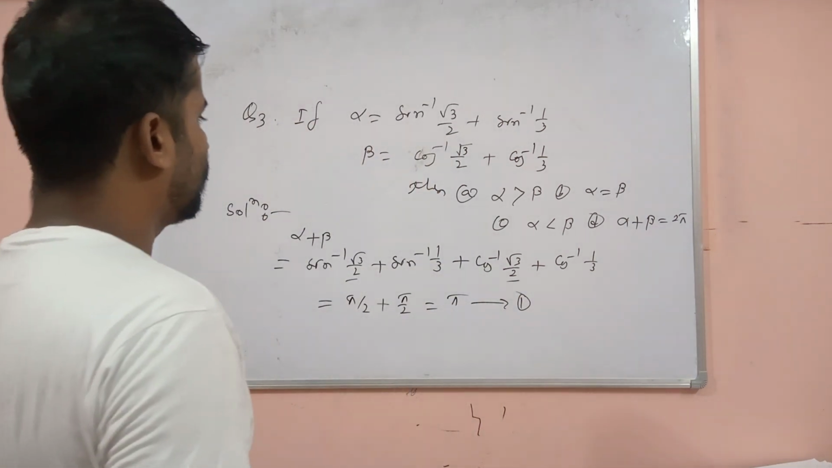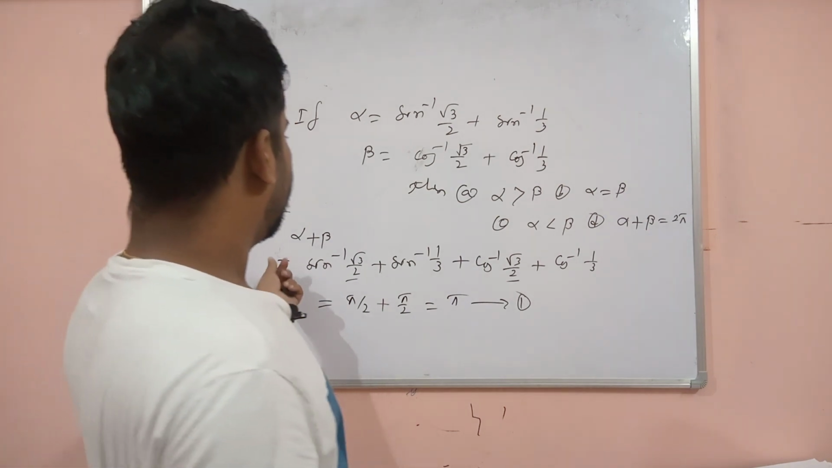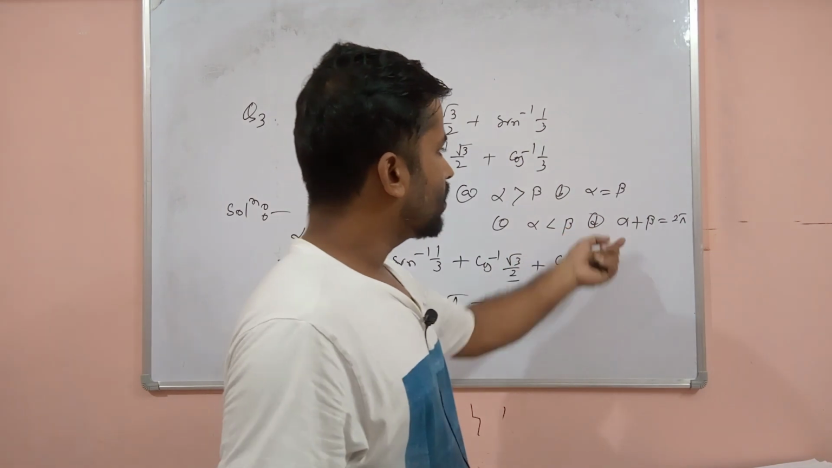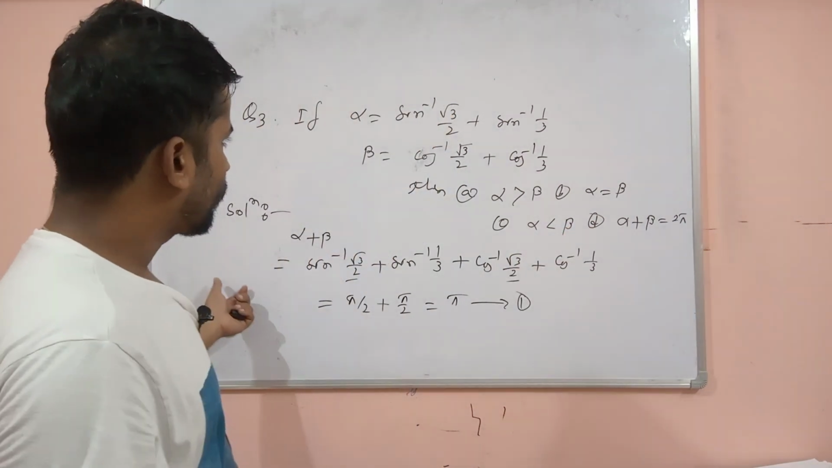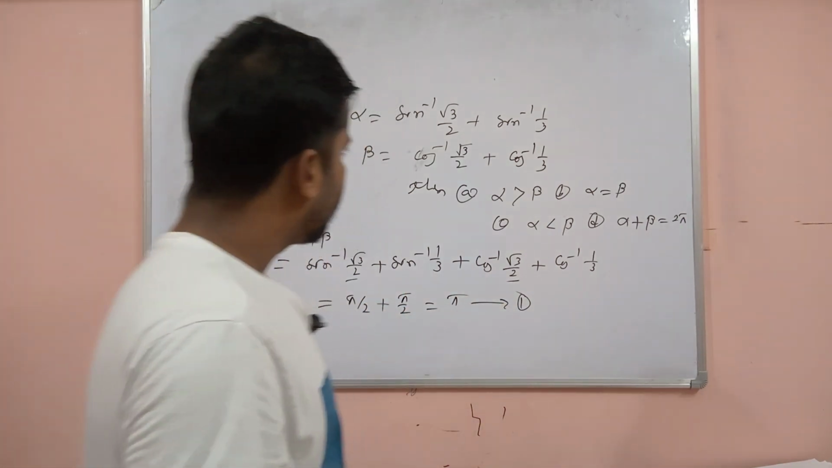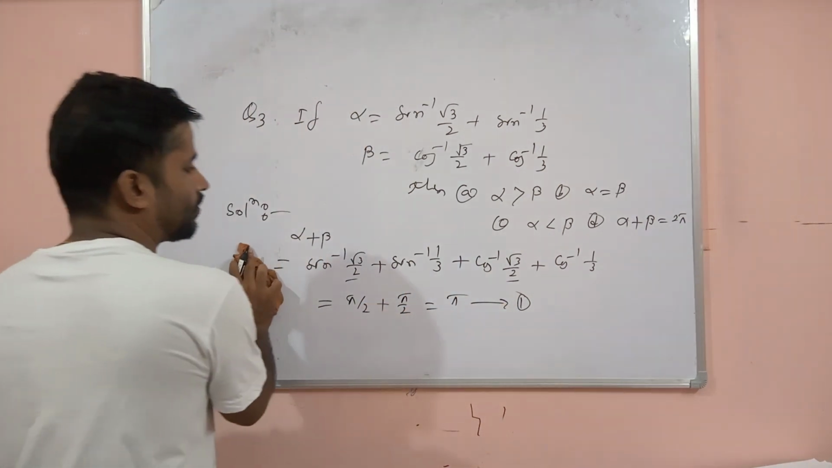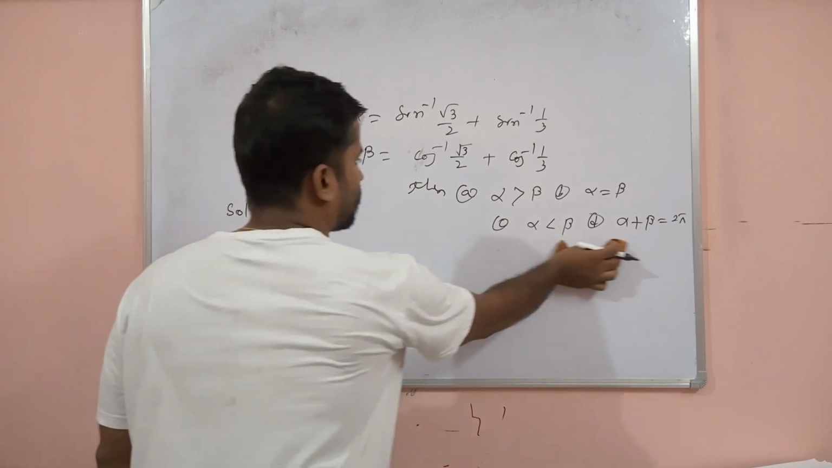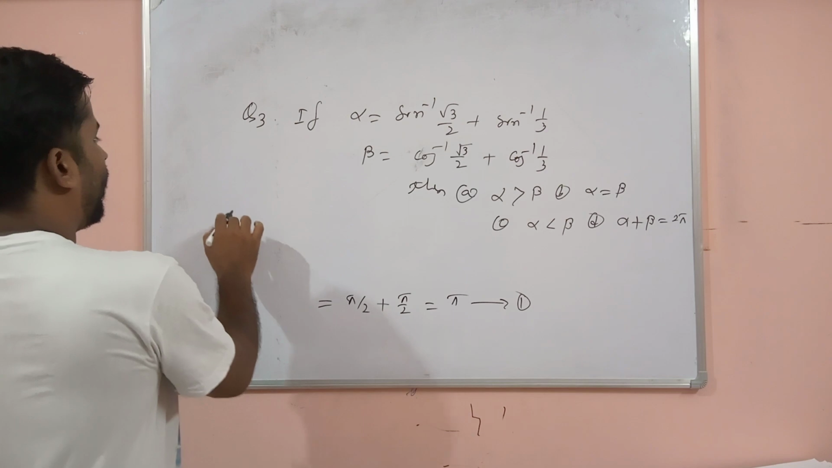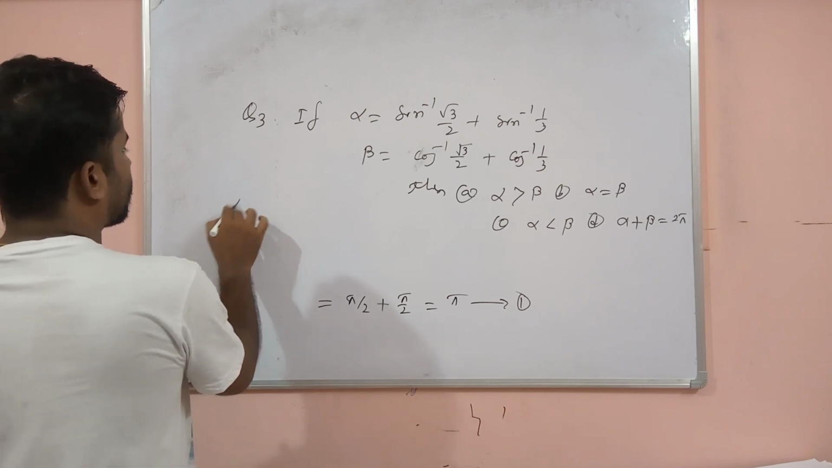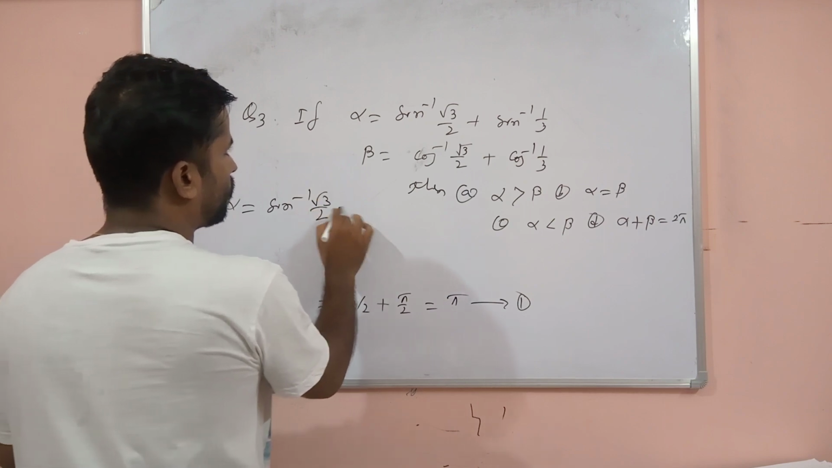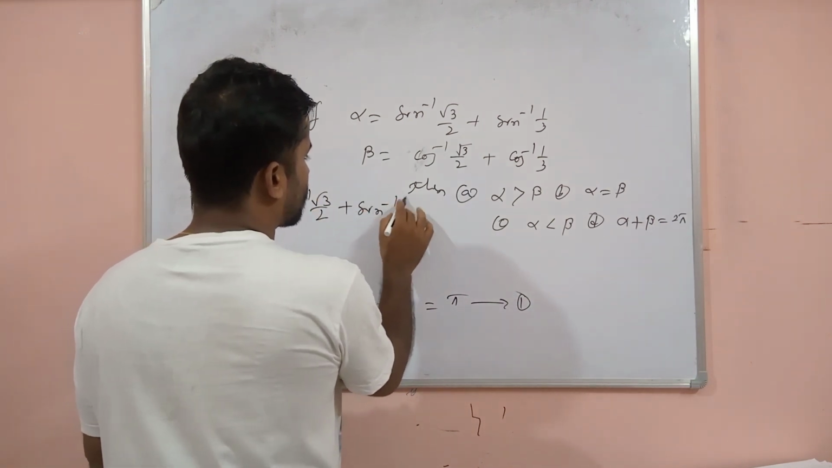So alpha plus beta is equal to pi. Such kind of options are not given here, so we cannot reach a conclusion. Okay, let's see how to proceed further. Alpha is equal to sine inverse root 3 by 2 plus sine inverse 1/3.